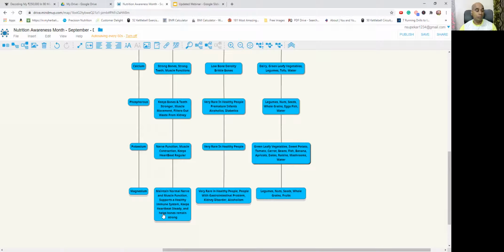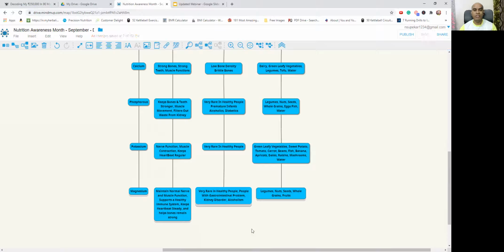Then it also supports a healthy immune system. So if you want to increase your immunity, you can eat lots of magnesium. Then it also keeps heartbeat steady and helps bones remain stronger. So if you want to have stronger bones throughout life, make sure we eat lots of minerals, including calcium, phosphorus, potassium, as well as magnesium.